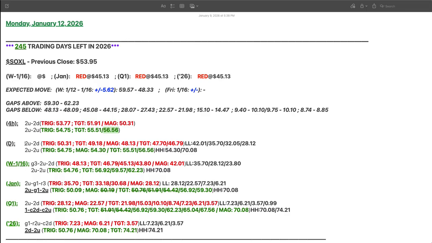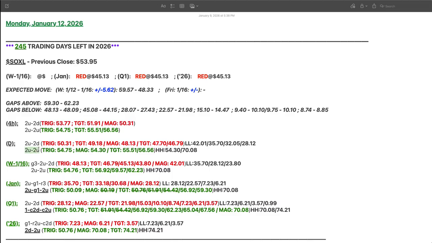On the day chart, if we go to the downside, that also triggers a 2 up, 2 down. That triggers at 50.31, which is the magnitude of the 4-hour move. The magnitude of this 2 up, 2 down is 48.13. But again, we're in an uptrend, so I do have a possible bounce point at 49.18. If we do get down to magnitude 48.13 and we've got continued momentum pushing to the downside, I've got extended targets of 47.70 and 46.79. And remember that 46.79 is that major support level that I'm looking for, that 50% level of 2024.